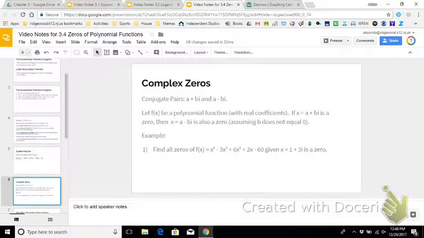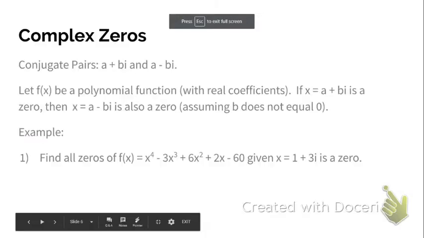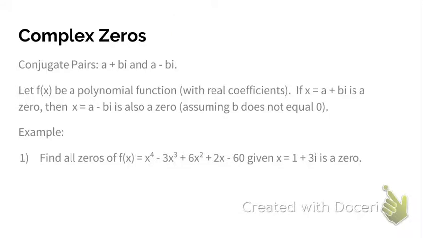Alright, complex zeros. They're going to come in conjugate pairs. So if you know that 2i is a 0, then you can assume -2i is a 0. Or if 3 plus root 5i is a 0, then 3 minus root 5i is a 0. They always come in pairs, like Noah's Ark, conjugate pairs. So you might get a question like the one on the bottom, where it says find all the zeros of that polynomial given 1 plus 3i is a 0. So immediately you can assume 1 minus 3i is a 0.